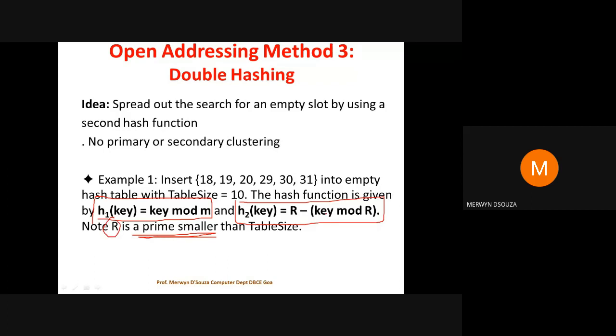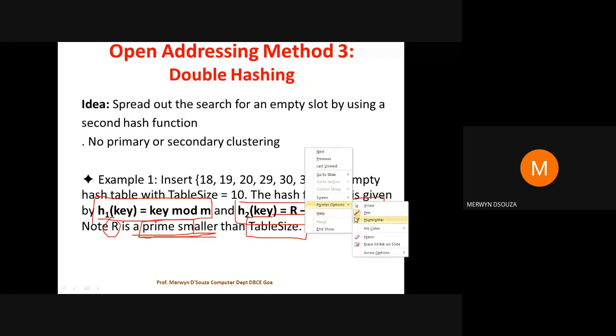If it is not given to you, you can use your own hash function here. Sometimes they may not give you the second hash function. You need to apply your own hash function here. For example, here they have applied this hash function and they are telling that r is a prime number smaller than the size of the table.